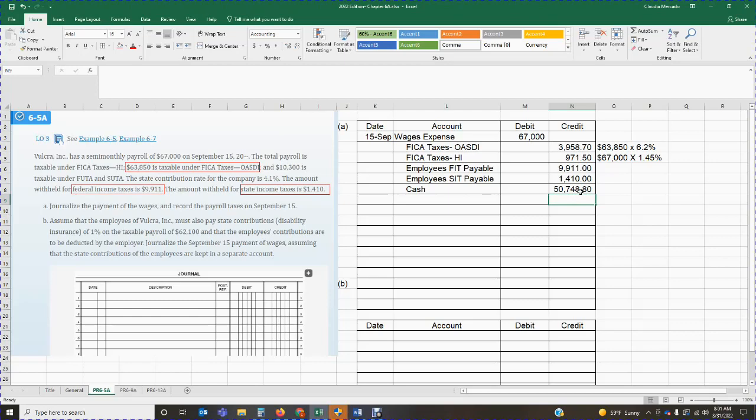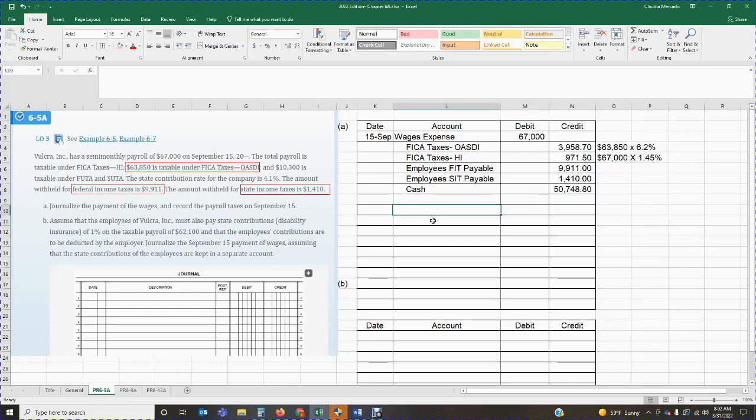Remember, when we're doing transactions, it's very important that you make sure that your debits equal your credits. That is the golden rule. After every entry, make sure that debits equal credits, which they do here. They're both 67,000, so we're good. We can move forward. So that is the entry to record the payment of wages. This is letter A, the payment of wages.